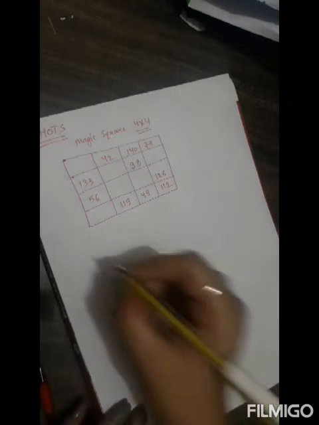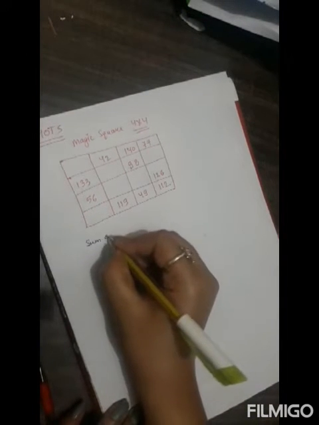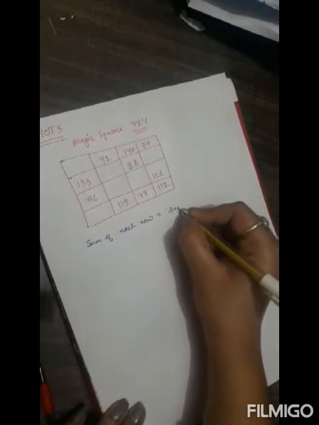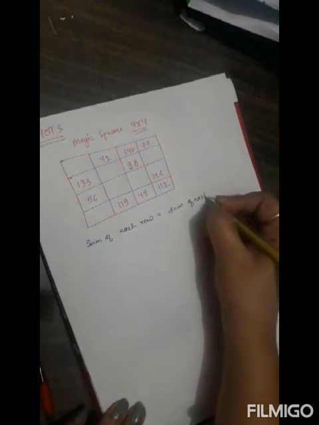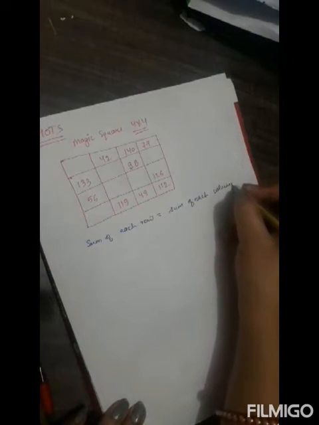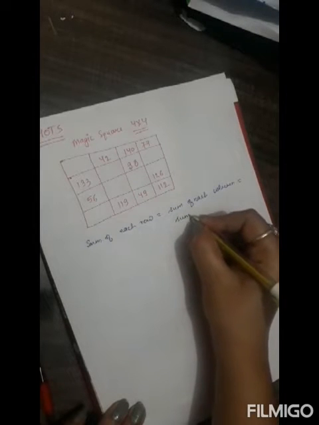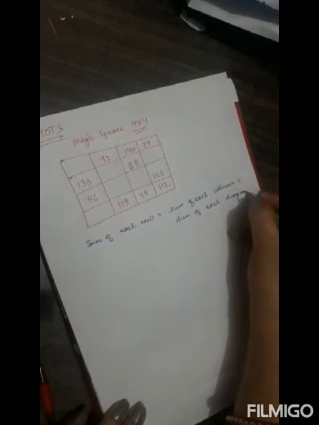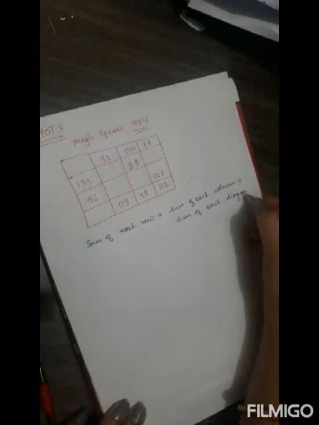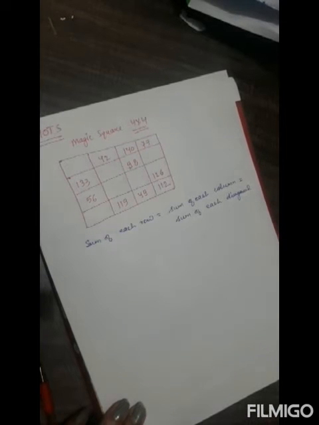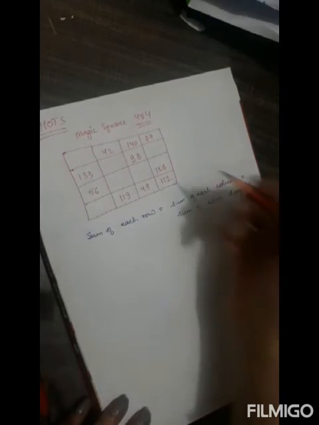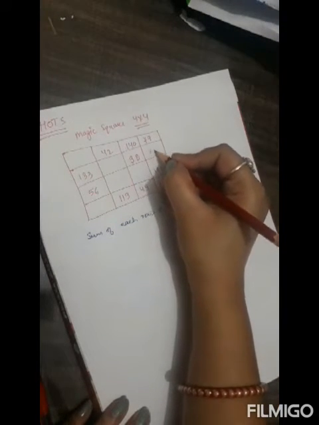A magic square is one in which the sum of each row is equal to sum of each column is equal to sum of each diagonal. So we will apply this property and we'll find the blanks in this. Let's say we'll start from this side. Let me assume it x1.